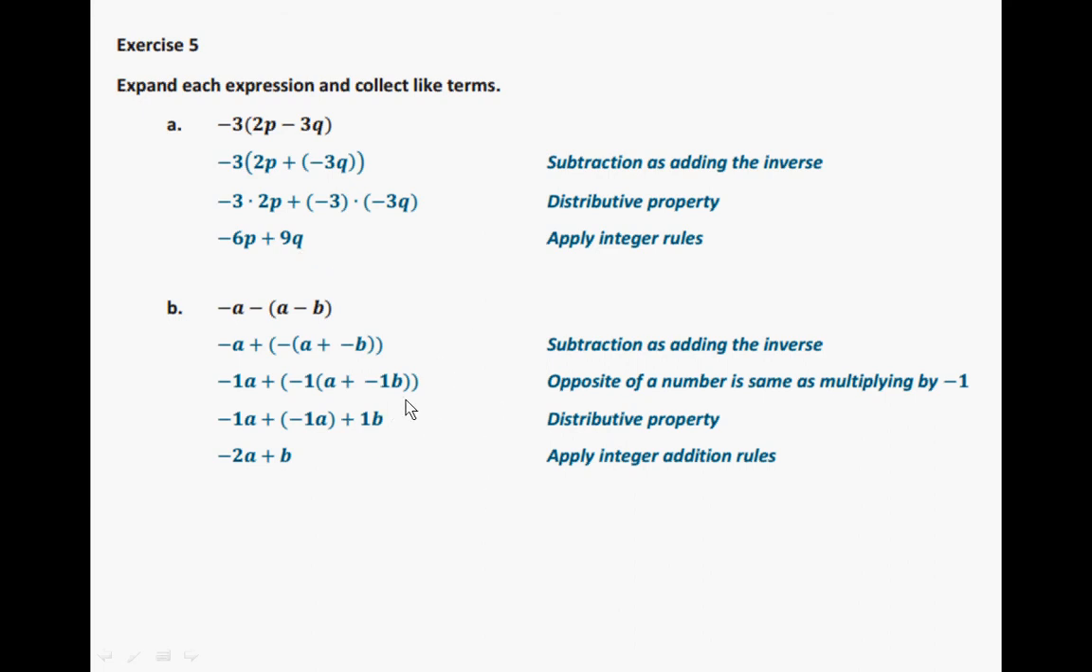And then the same thing, taking the opposite of the quantity of a minus b, and a minus b is the same as a plus a negative b. Well, that's the same as multiplying by negative 1, so a becomes negative 1a, and negative b becomes negative 1b. And then applying the distributive property, so this becomes negative 1a, this becomes positive 1b, and therefore collecting like terms, negative 2a plus a positive b.